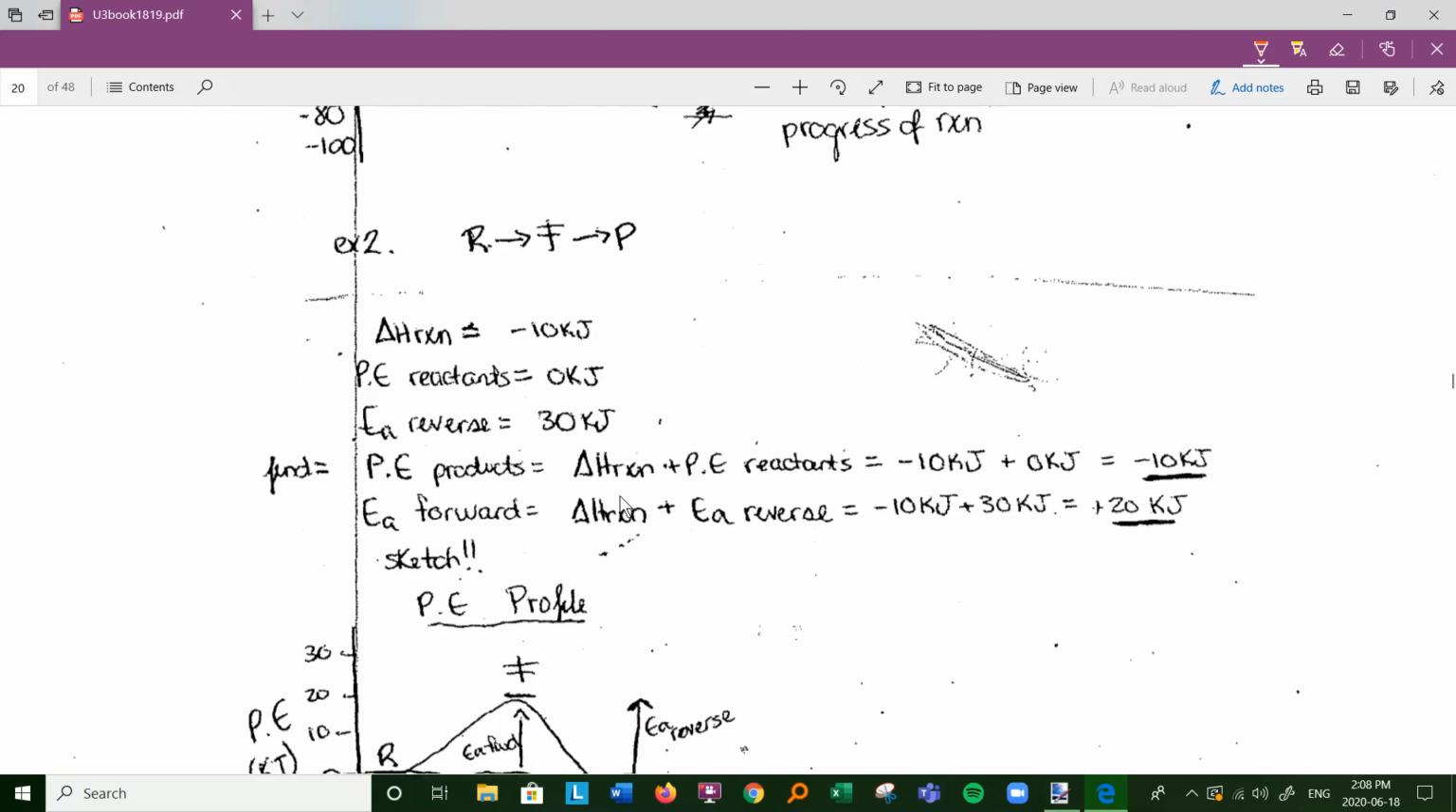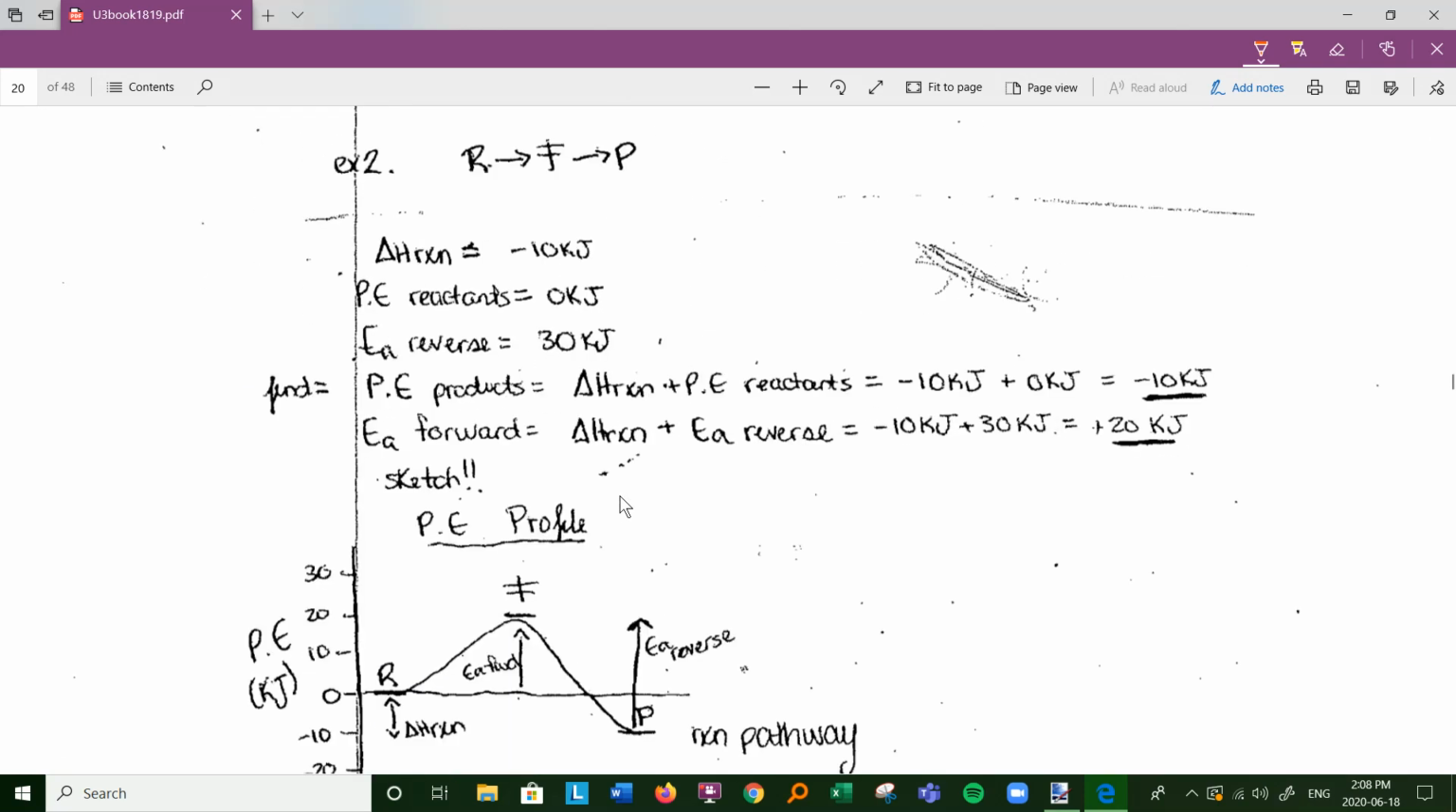Let's look at another one here. So we just have some general reactant going to product through an activated complex. And it's exothermic. Here you're explicitly told that the delta H reaction is minus 10 kilojoules. I could have written product plus 10 kilojoules, fine. And so you're given these 3 things here. The reactants are 0, and here you're given EA reverse. So you've got to get the other things and then sketch them.